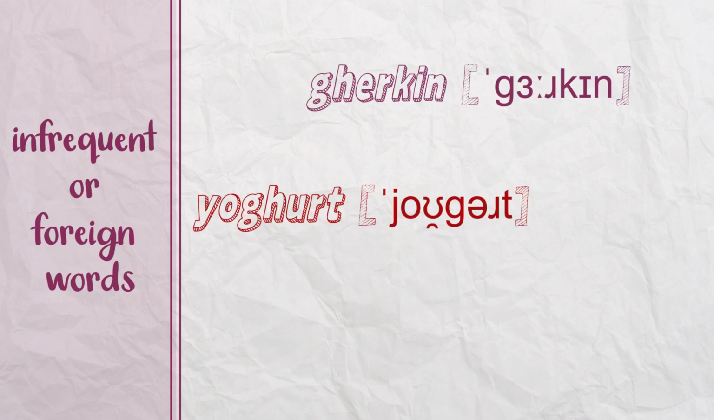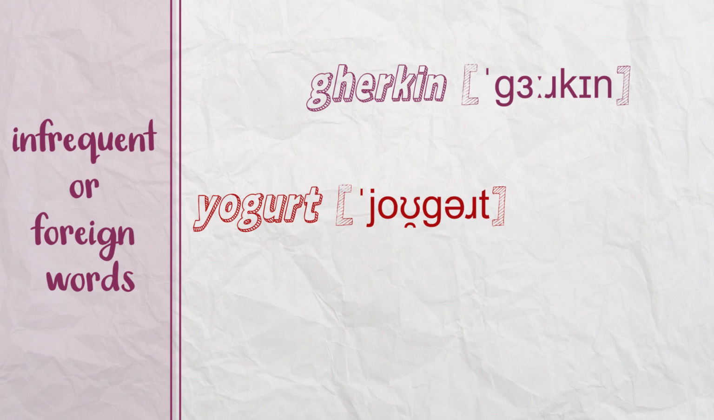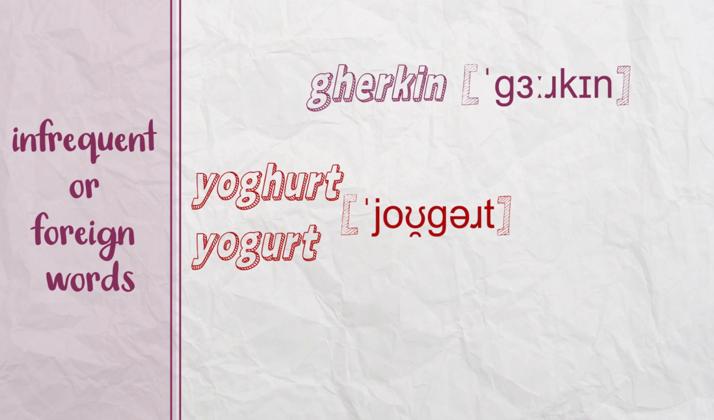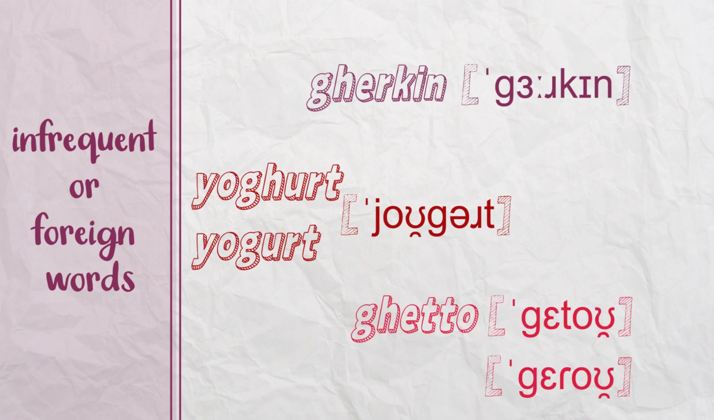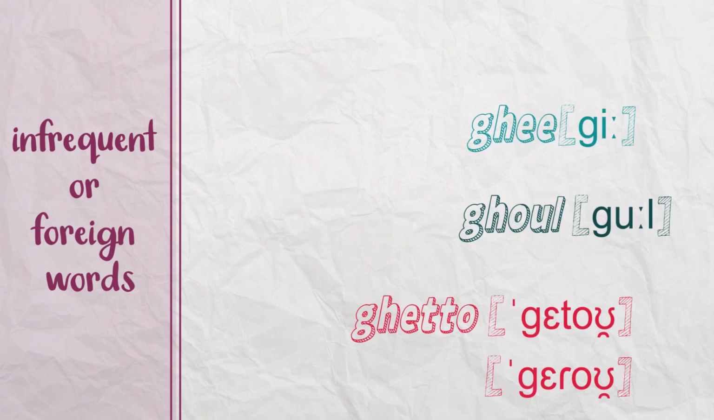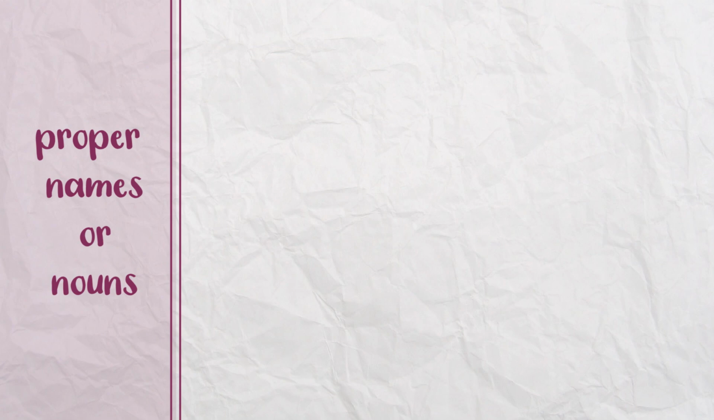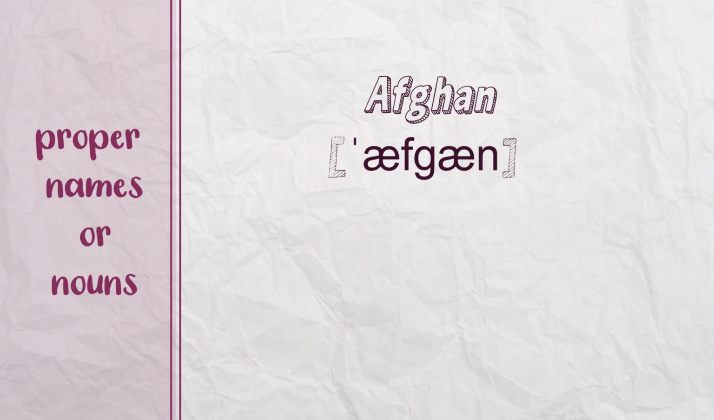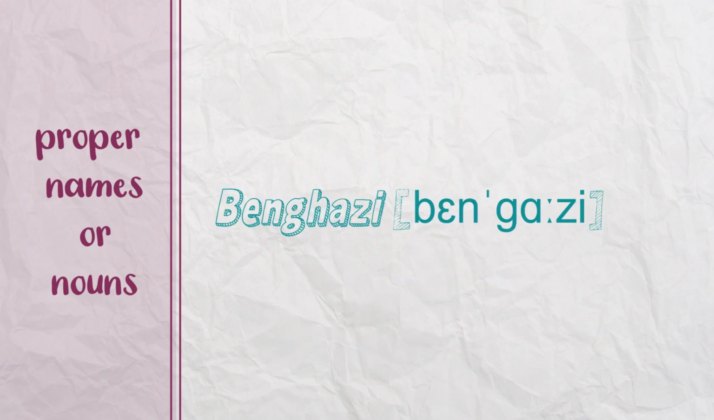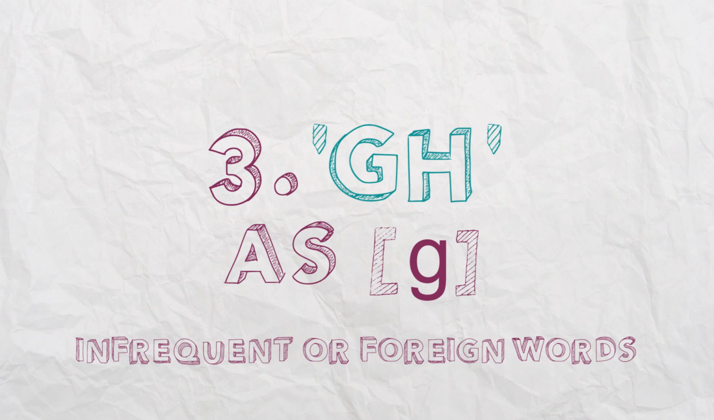And yogurt, but if you're not happy with yogurt, you can drop the H and just write it with a G, because the word yogurt has 2 spellings. And the word ghetto, and the word ghoul, and the word ghee. There are proper nouns which are foreign place names, like Ghana, Afghan or Afghanistan, and Benghazi. In all of these words, the GH has the sound of a G.